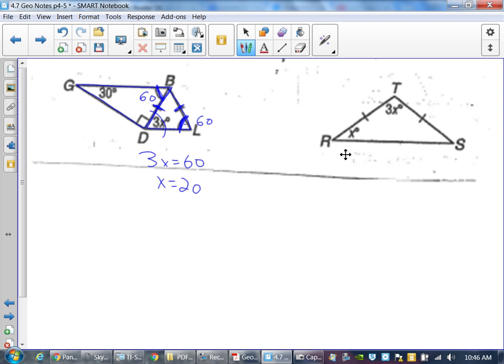I don't know if I have enough information in the next one, do I? No. Or do I? No. What kind of a triangle is this? Isosceles. So you have congruent legs, which means you're supposed to have congruent base angles. So what should I write in for angle S?